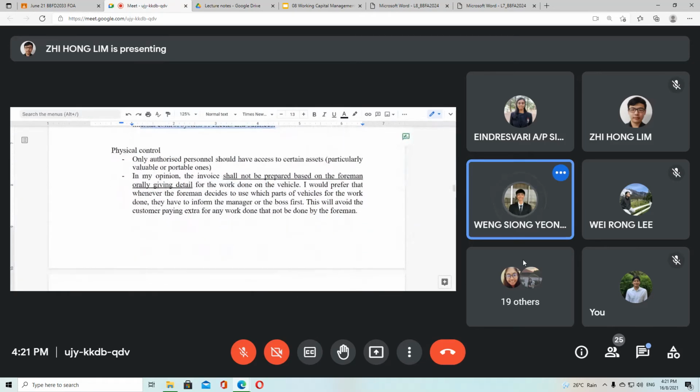That's all from the first internal control. The second internal control system is the physical control. Physical control is that only authorized personnel should have access to certain assets.